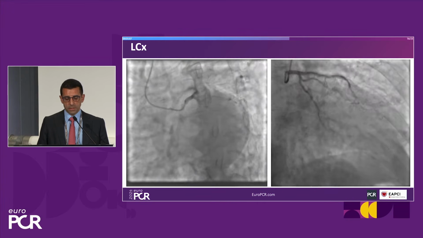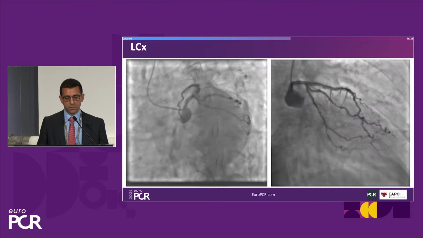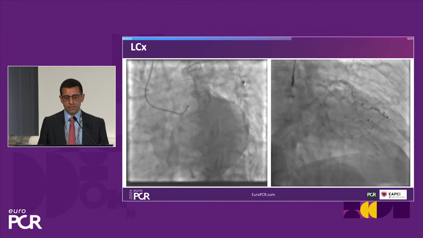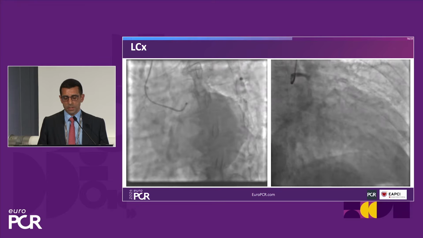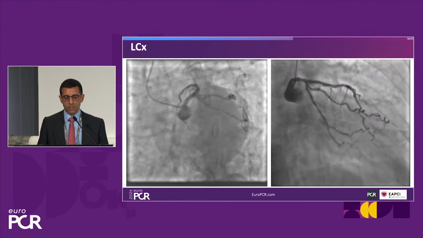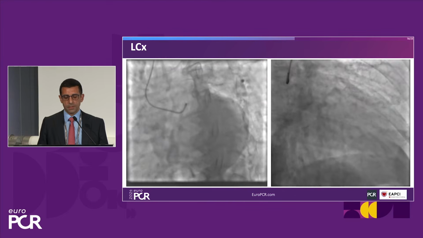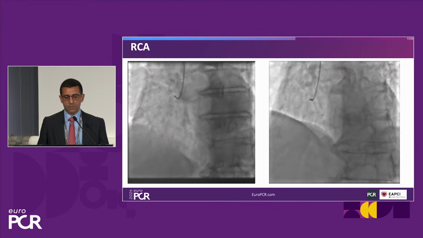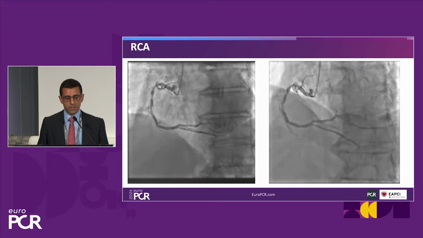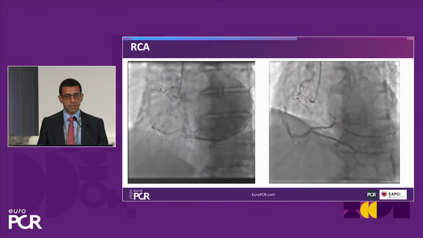Then we see the circumflex. The circumflex is very small, but we see that there is some diffuse disease here. So we have some stenosis, which looks, at least to my eye, significant, I would say 80 to 90%. And eventually we have the right coronary artery with this long diffuse disease. Okay, I would say 70, 80%.